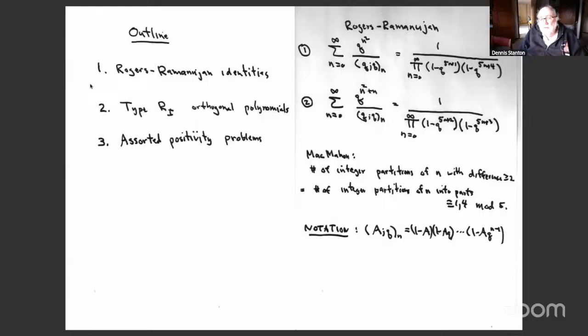Okay, first topic, Rogers and Ramanujan. Here we have on the right the first and the second Rogers and Ramanujan identities: a Q series sum equaling a Q series product. And if you notice, on the right-hand side is the generating function for a certain set of partitions.